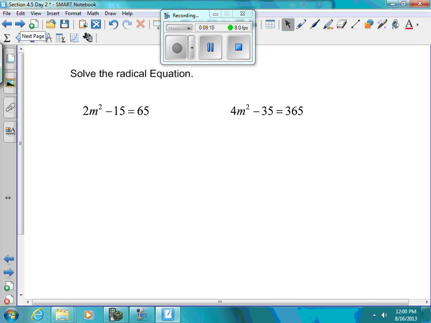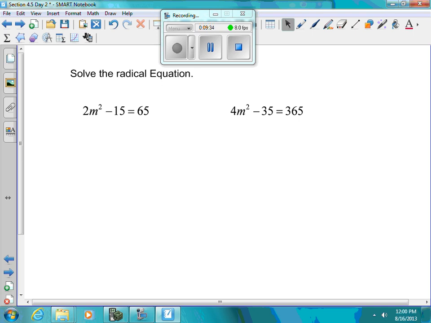Okay, so now we're just going to move up. We're going to do two-step equations. No big deal. And notice as we've gone through this, we can do solving by square roots because there is no linear term. There's no m, in this case, m to the first power or x to the first power. That's when you can solve by doing square roots.